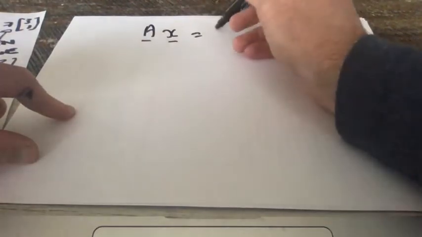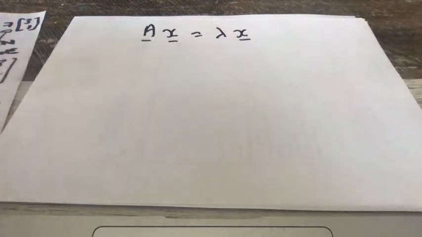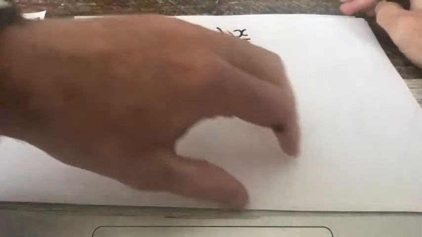Ax is equal to lambda x. Whoa, you're afraid now, I bet you. Now you're sorry you got up in the morning. So yeah, this is what it is in general. So A can be any square matrix.